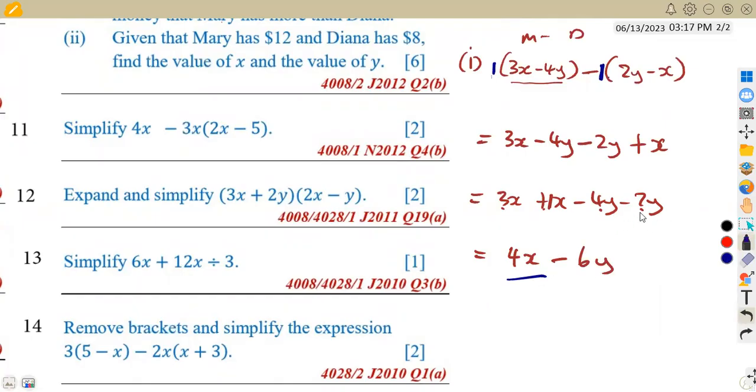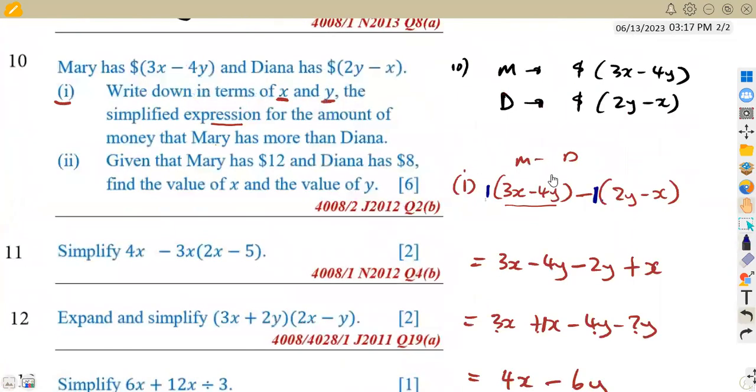So also be very careful. Where there is y, collect the terms with y together. Then where there's x, you collect those terms with x together. All right, so that was the first item that we are given.